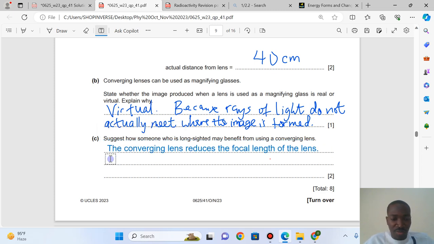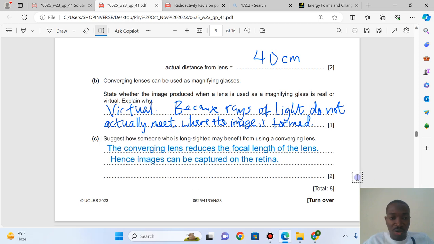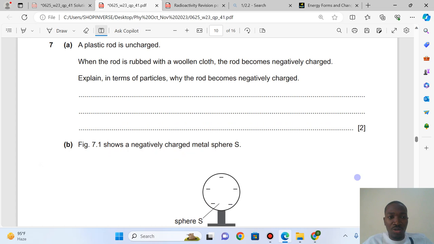Hence, images can be captured on the retina, or you say behind the eye. That's all. So, 2 valid points because it's a 2-mark question. Do not forget this trick, okay? 2-mark question, you must have 2 valid points.